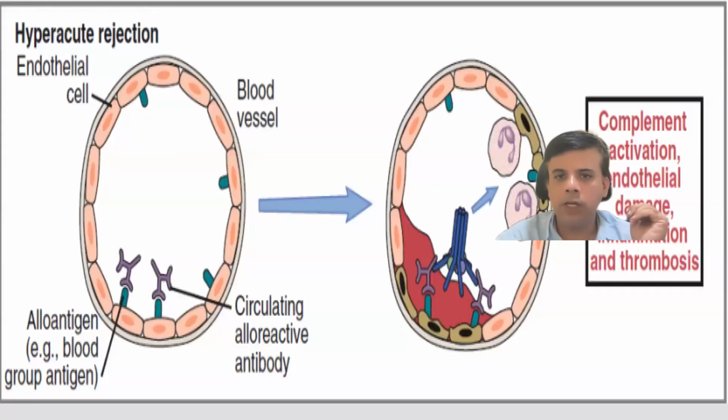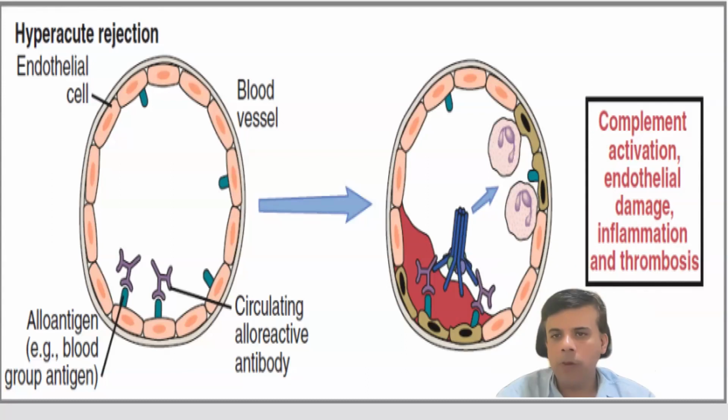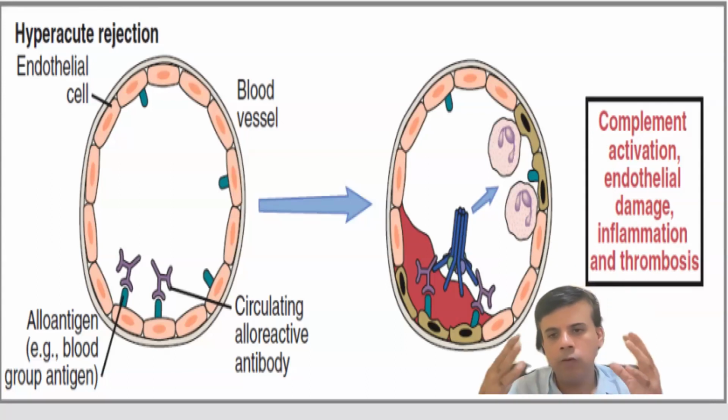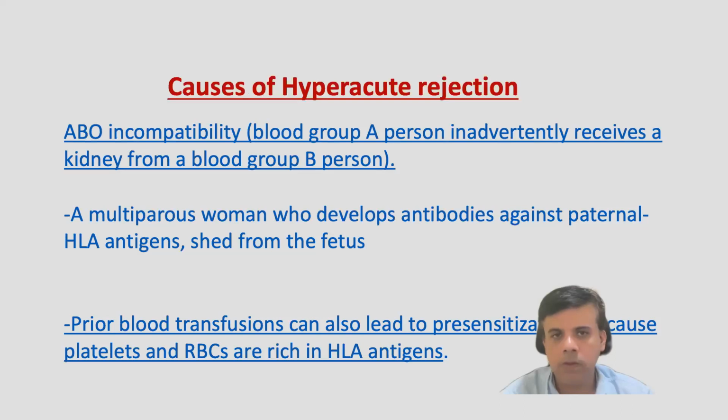And here, as you can see over here, the target is on the blood vessels. There is damage to the endothelium and there is formation of thrombi. So it leads to thrombi in the blood vessels inside the lumen, and it will lead to thrombosis of the graft. The graft will show thrombosis and infarction because of the blood compromise. The blood vessel of the graft is stuffed with thrombi. Those are the important key facts in hyperacute graft rejection.